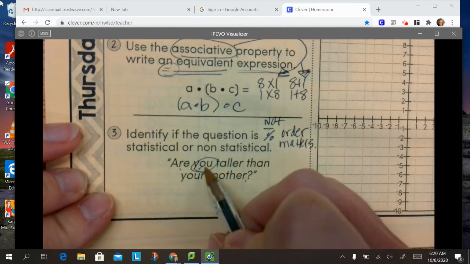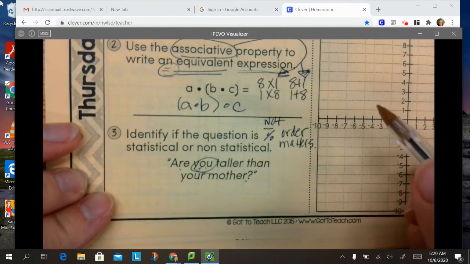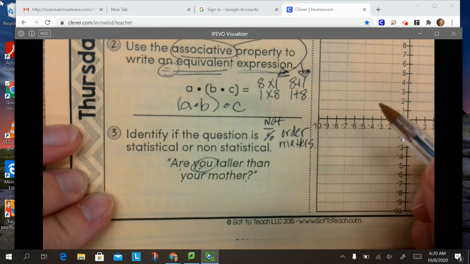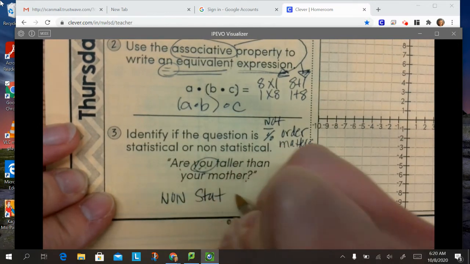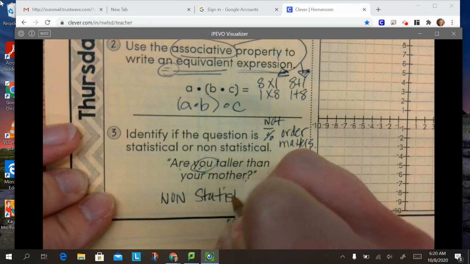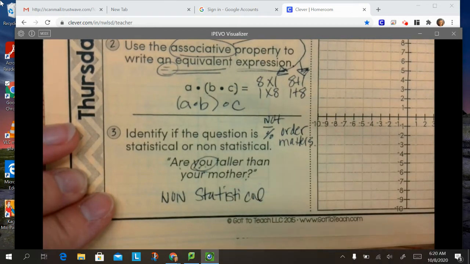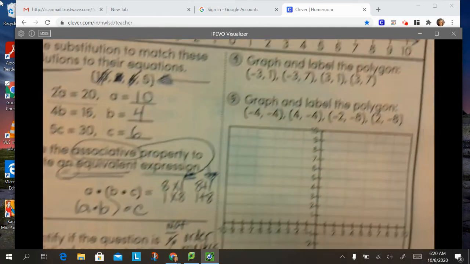It says, are you taller than your mother? Okay. So if you ask me this question, my answer would be yes, I am taller than my mother. And if you asked everybody in my class, my wonderful class, if they are taller than their mothers, you're going to get either a yes or no answer. So if you only get answers with 2 possibilities, there's not enough information to report back on, so it's non-statistical. Okay, there's not enough information there. There's not enough data. Okay. All right, good job.